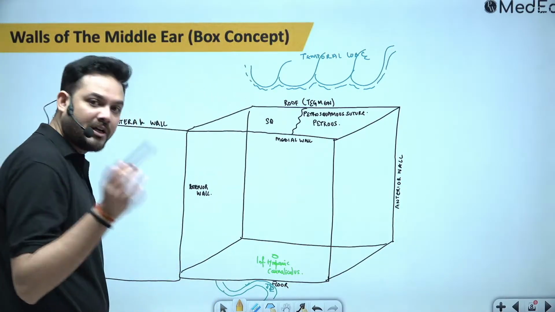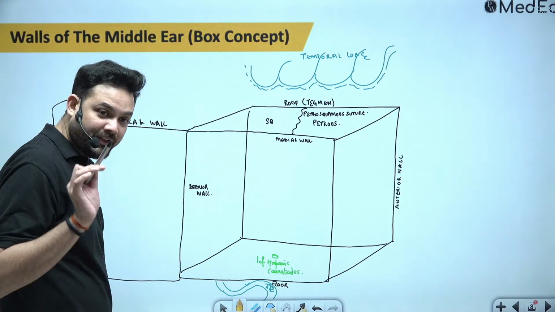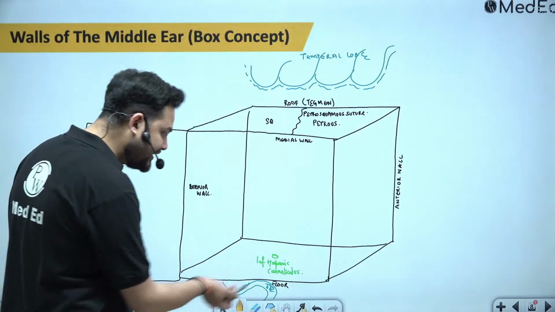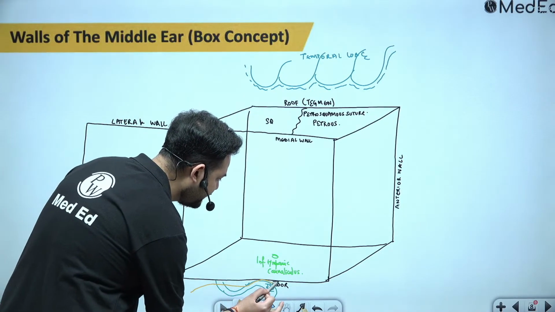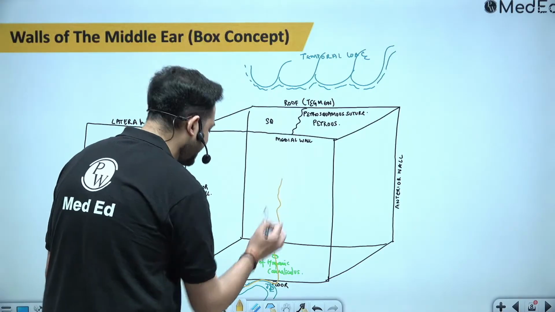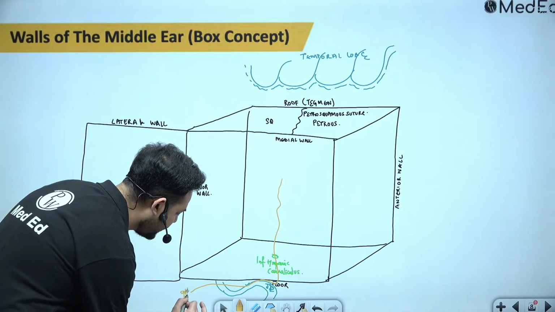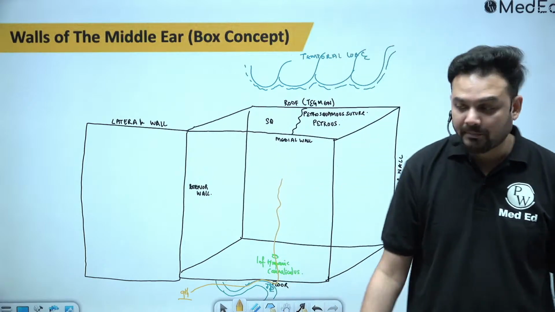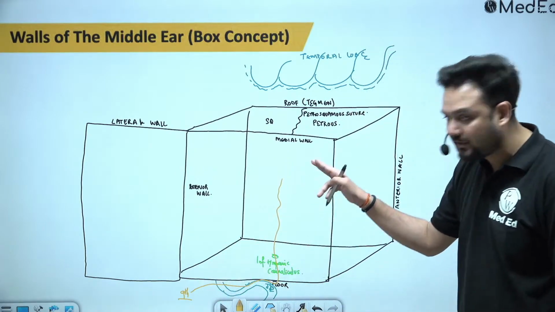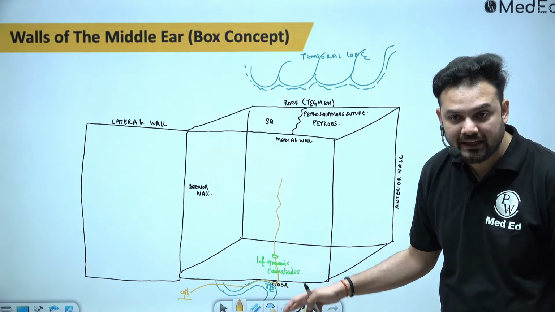So a structure passes through it into the middle ear. There's a very important structure that passes through this canal into the middle ear. And that nerve which passes through this inferior tympanic canaliculus into the middle ear is our glossopharyngeal nerve, the ninth nerve. The part where the glossopharyngeal nerve enters the middle ear cavity occurs through this inferior tympanic canaliculus.